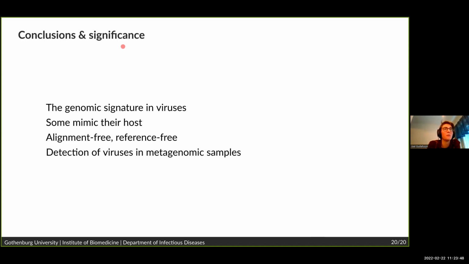But nonetheless, we hope that this idea of studying these k-mer preferences in viruses allows us to eventually produce an algorithm that can detect viruses in metagenomic samples, even if we don't have a clear reference genome, or if we don't have a strong homology to existing viruses already.